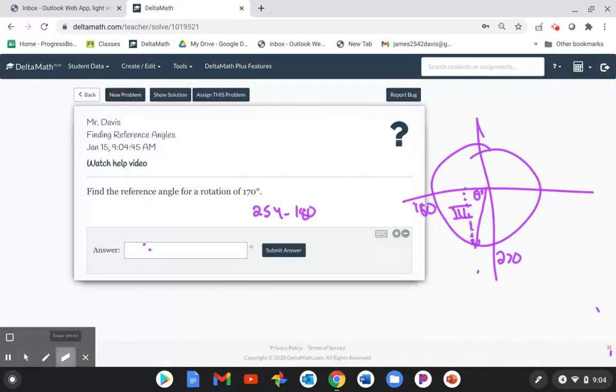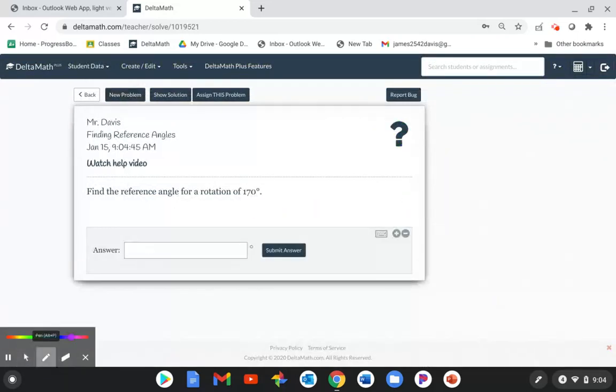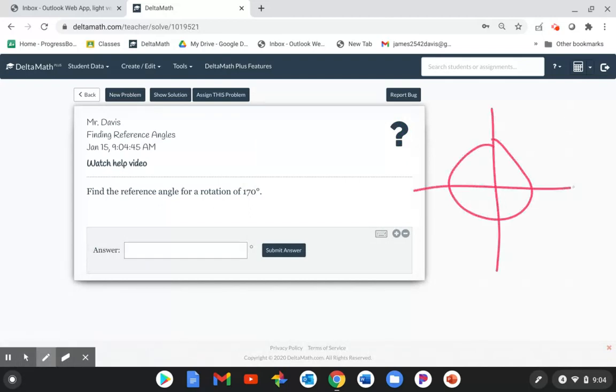Okay, let's do another one. 170. Again, if you want to draw a little circle for yourself, think about what quadrant that's going to be in. 170 is right before 180, so we're right here. And 170 is the angle from here to here, but we want this little part here, that angle. So to get that, we do 180 minus the angle. Theta prime is 180 minus 170, so it's just 10 degrees.